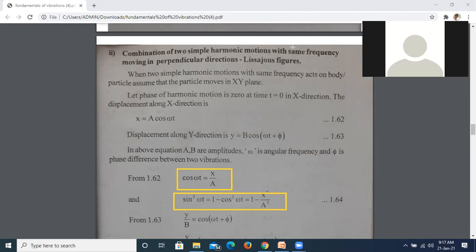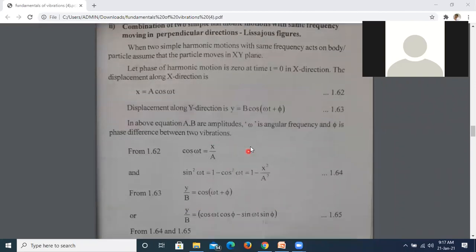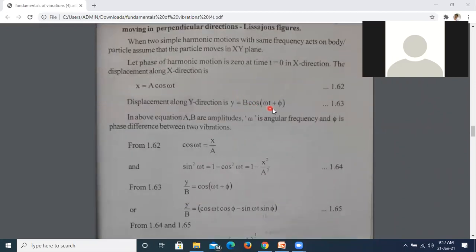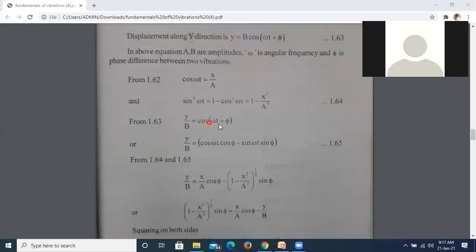From the second equation, y is equal to capital B cos(omega t plus phi), write y by B is equal to cos(omega t plus phi). On the right hand side, you have the cos(a plus b) form, the formula cos a cos b minus sin a sin b. Using that, let us expand the right hand side: cos omega t cos phi minus sin omega t sin phi.